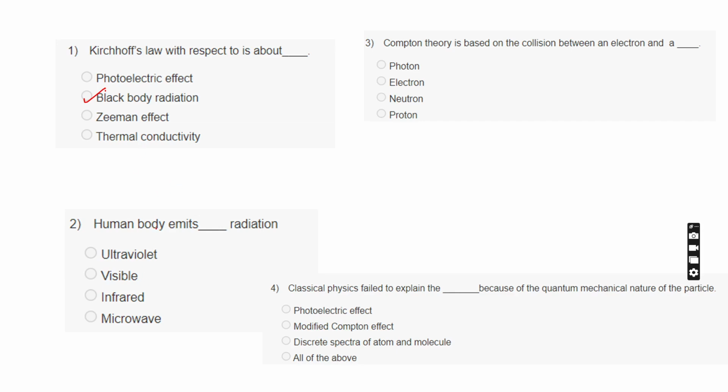What about the answer for the second one? Human body emits what kind of radiation? Is there any guess? Infrared? Yes, infrared. And the third one, the Compton theory is based on the collision between an electron and a photon. Yes.